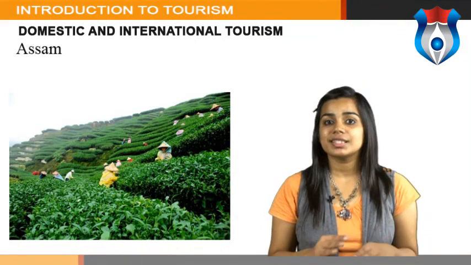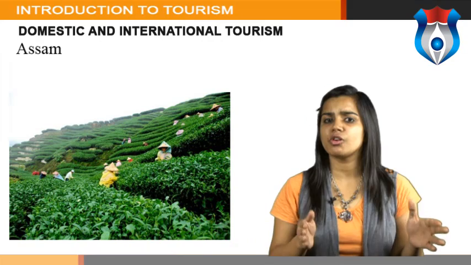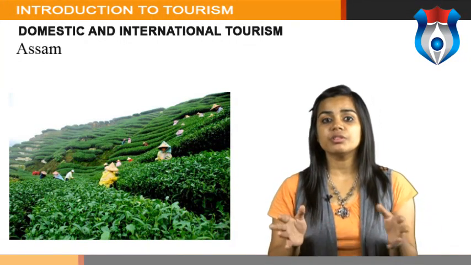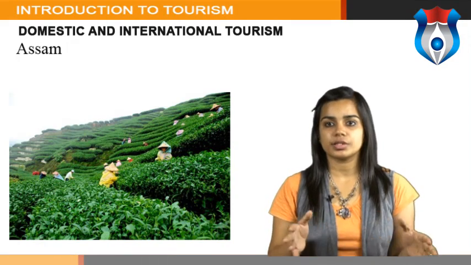The weather is mostly subtropical. Assam experiences the Indian monsoon and has one of the highest forest densities in India. The winter months, from the end of October to the first half of April, are the best time to visit.